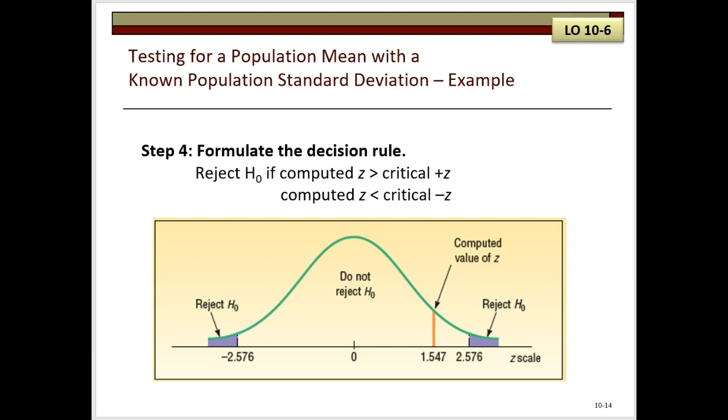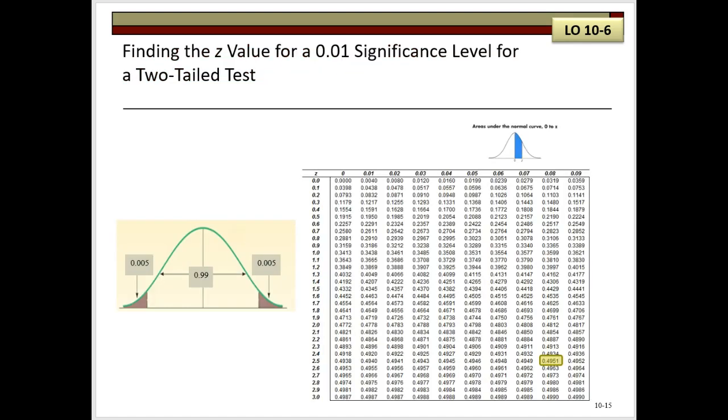We use the standard normal table given a significance level of 0.005 to obtain the critical values of plus 2.576 and negative 2.576. These points mark the boundary between the reject H sub 0 and fail to reject H sub 0 regions. How did we obtain the critical z values given a significance level of 0.01? We will show this on the next slide.